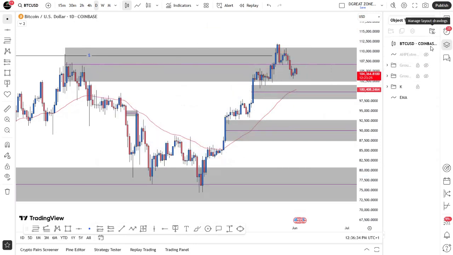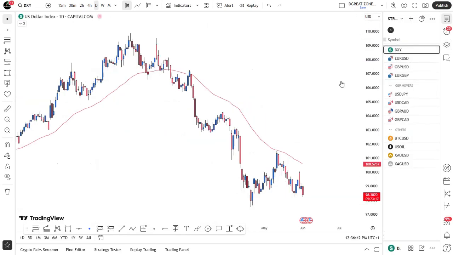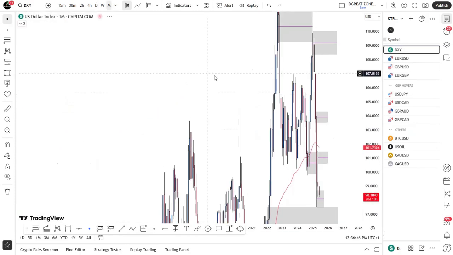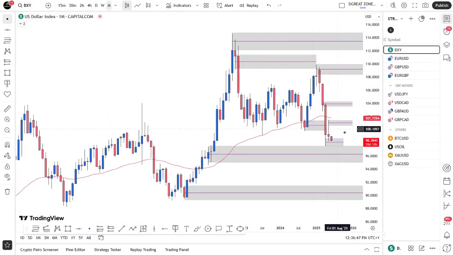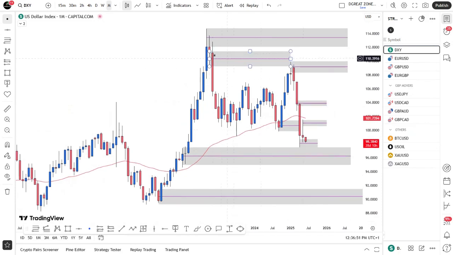So let's look at what we have this week. Now we can start anywhere. Let's just start from the dollar index, DXY. What are we seeing on the dollar index from the monthly time frame? Let's look at key levels. We can see how price reacted from this key level, and we have also seen price reacting from this key level as well.